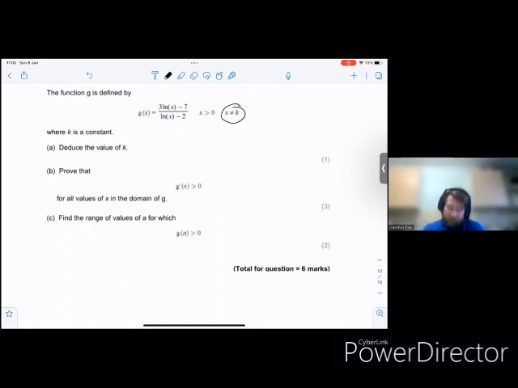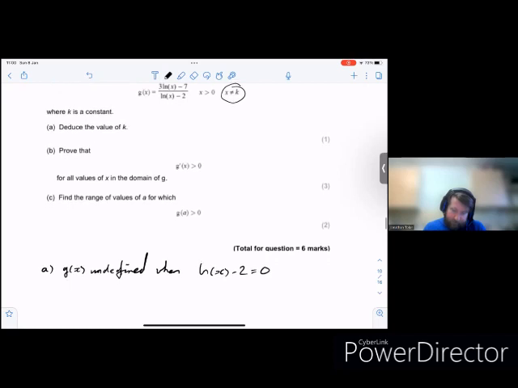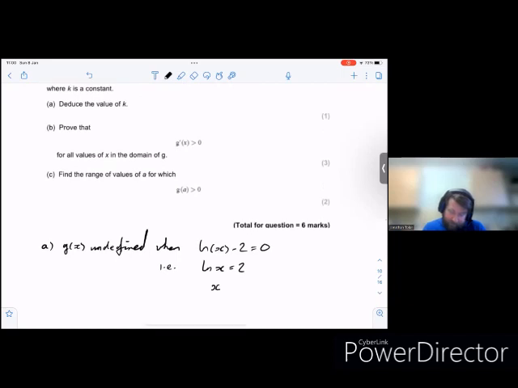So if log x minus 2 is 0, g of x is undefined when log x minus 2 equals 0, i.e. when log x equals 2. So that means x equals e squared.